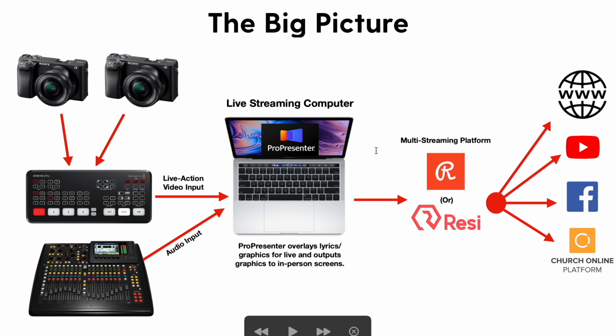So you send your video and your audio into ProPresenter, and then from there, you're going to send your live stream to a multi-streaming platform like Resi or Restream, and then from there, it gets sent to different social media platforms. So before I talk about just mostly the videography aspect of the live streaming setup, I like to back up and give you some more context of the larger setup that I'm referring to here.